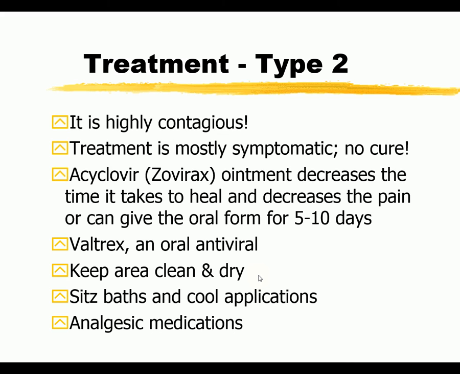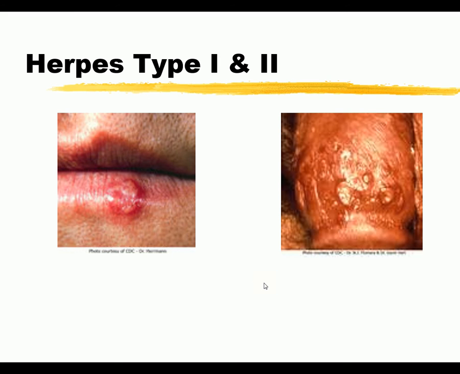Again, acyclovir ointment decreases the time it takes to heal and decreases the pain. And so you can give this orally for about 5 to 10 days. Valtrex is the new oral antiviral that's been given that also decreases the time it takes to heal so that you don't have the ulcer as long. You want to keep it as clean and dry as possible, sitz bath, and then analgesics for pain.